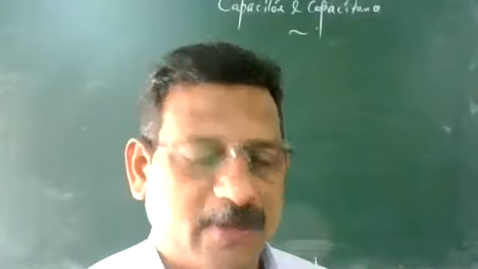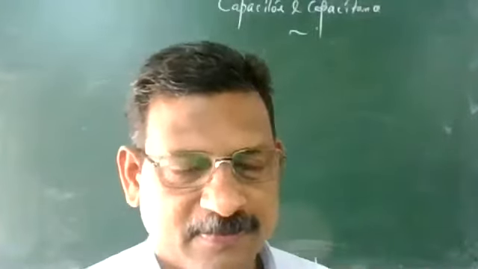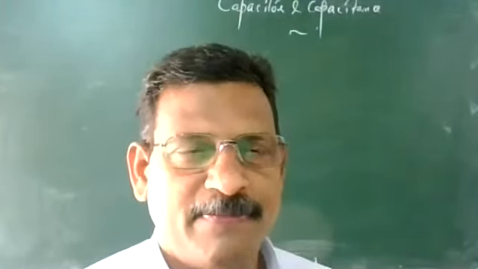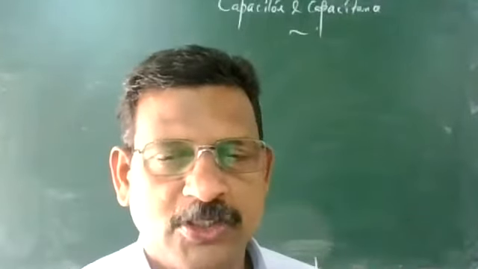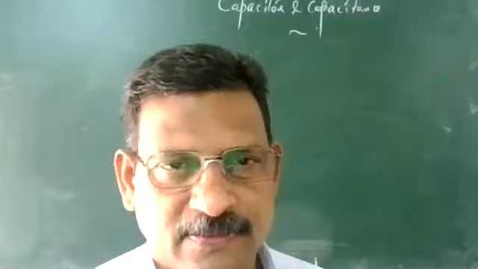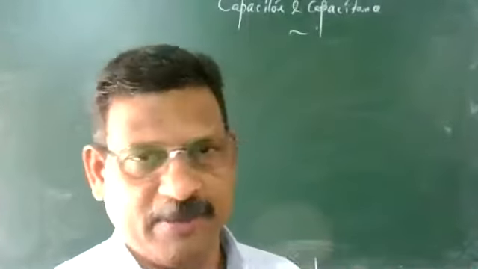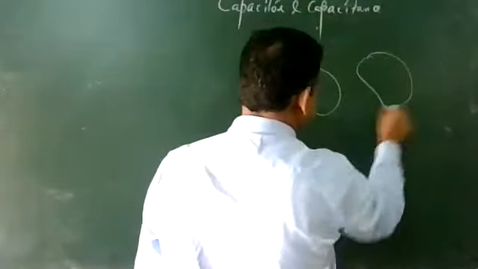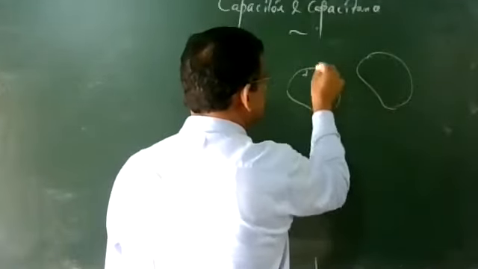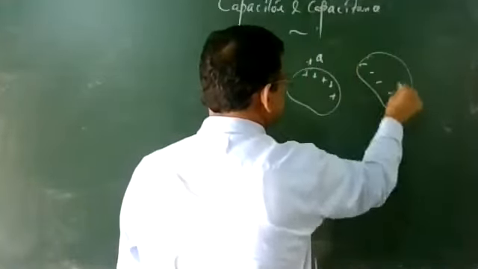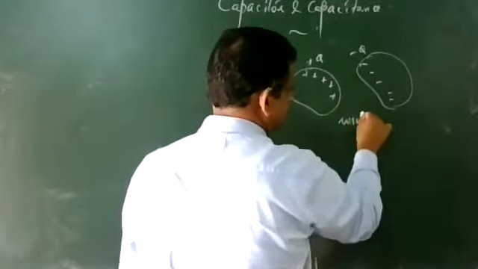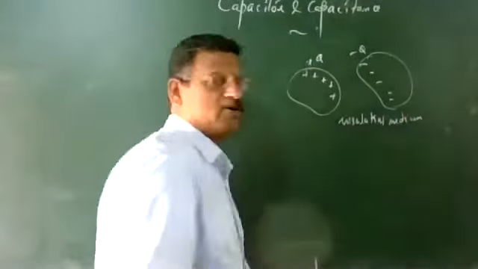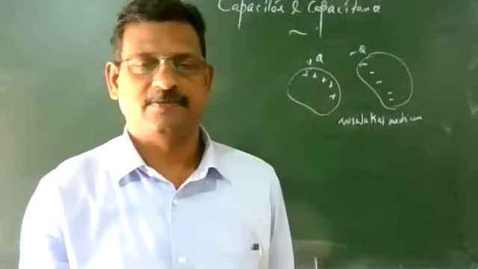What is the construction of this? It consists of two conductors, and it can be of any shape. One is having positive charge, another is having negative charge, separated by an insulating medium, a dielectric medium. So any type of conductors you can take. This we call a capacitor.